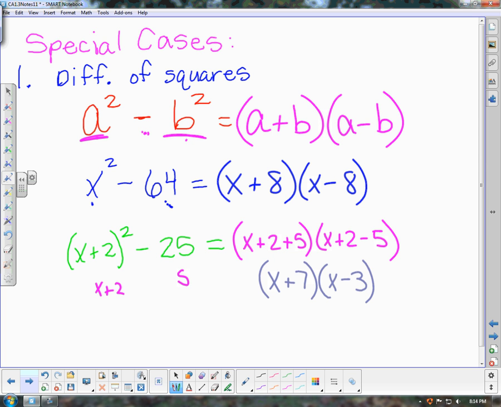That's the difference of squares. It has to be subtraction between them, and both the first and the second term have to be perfect squares in order for you to factor it that way.